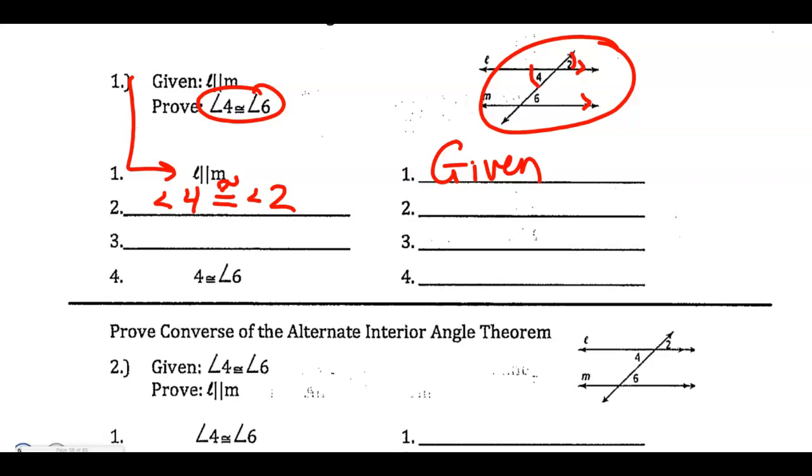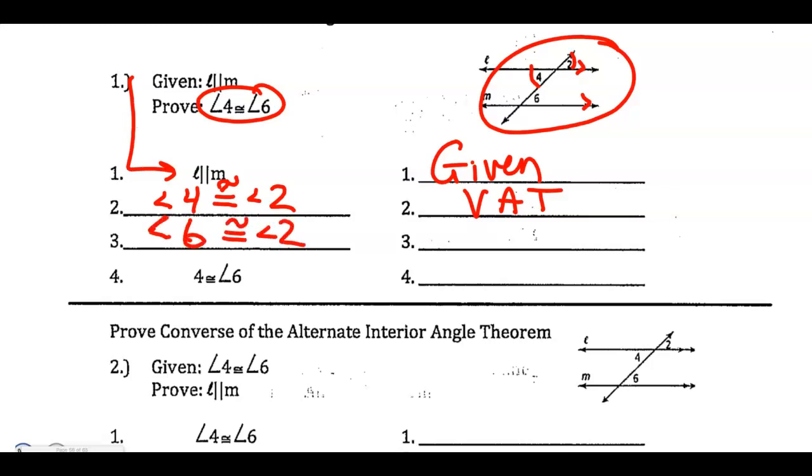Vertical angle theorem. Do you remember what you could write instead of vertical angles? That. Yeah, vertical angle theorem. Okay. I know 4 is the same as 2.